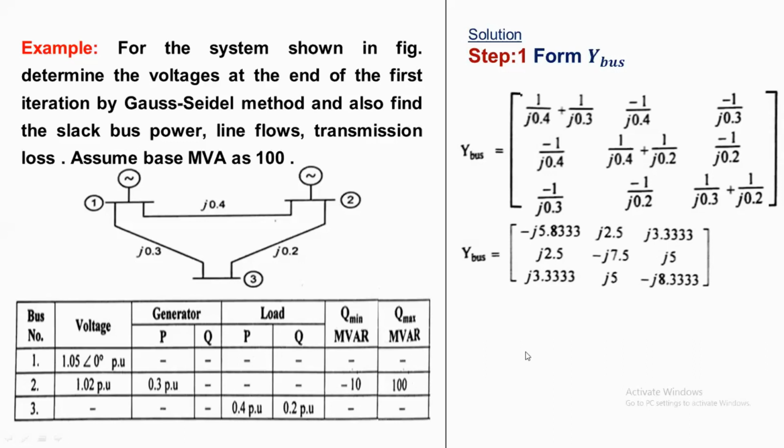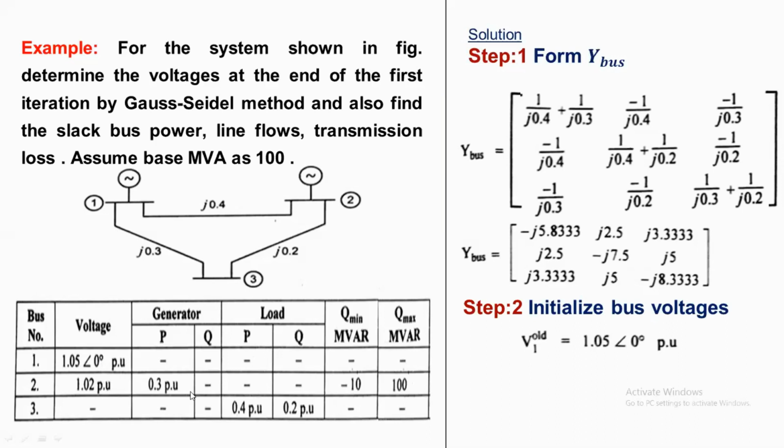Then step number 2: initialize the bus voltages. First one is the slack bus. The slack bus voltage will not change for any iteration. From the first iteration, second iteration, up to the nth iteration, the slack bus voltage is constant. That is the specified value. Here the specified value is 1.05 angle 0 degree. This value is constant for every iteration.